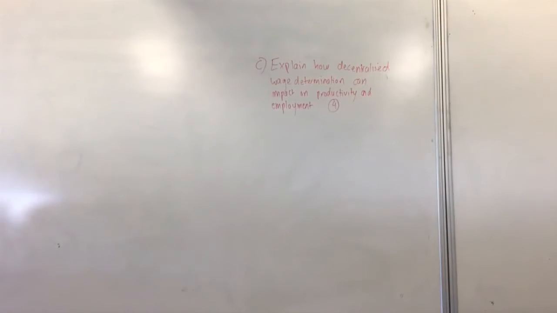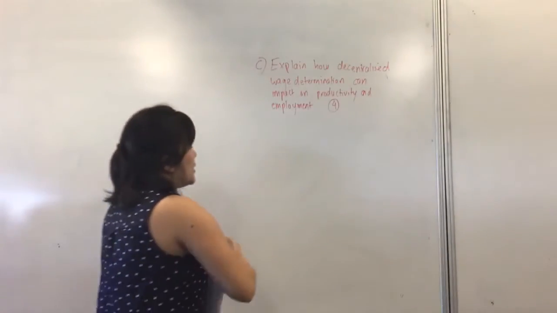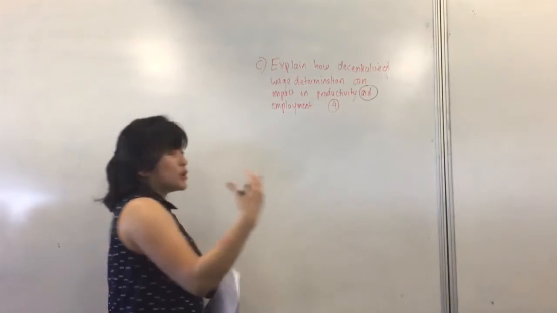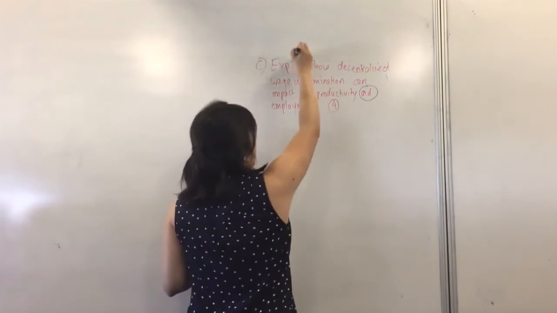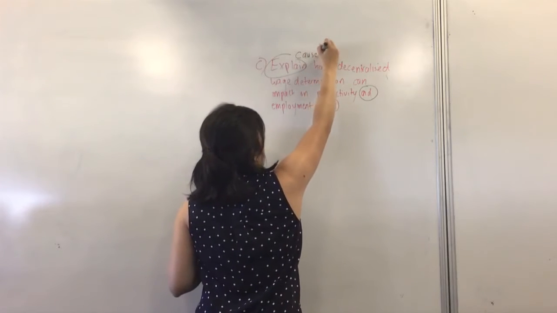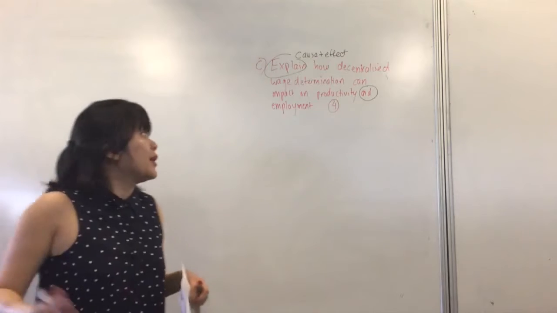Alright, so this question's a bit easier. You explain how decentralized wage determination can impact on productivity and employment. So it wants you to look at keywords, "and", so it wants you to comment on both things, productivity and employment. Explain, so remember it's cause and effect. Unless you got those two things, you are not going to get the two marks.